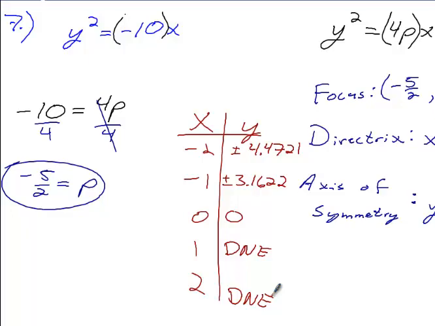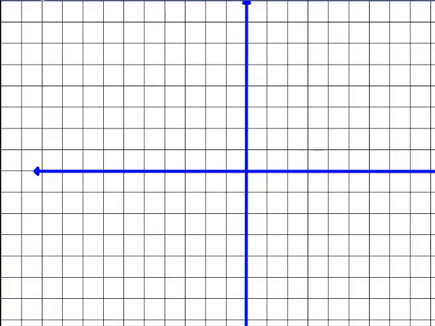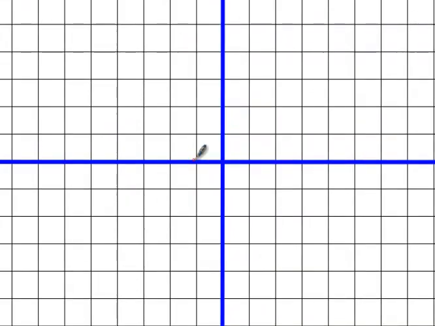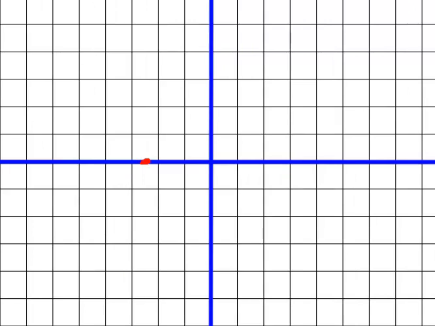Everybody all right with that? All right, so now we actually graph everything. The first thing that I want to graph is my focus. What were the coordinates for my focus? Negative 5/2, so that's negative 2.5, 0. Everybody okay with that? Next thing I want to graph is my directrix. Is that going to be a solid line or a dashed line? Directrix are solid. The axis of symmetry is going to be your dashed line. So, what are the coordinates for your directrix? What was the equation?